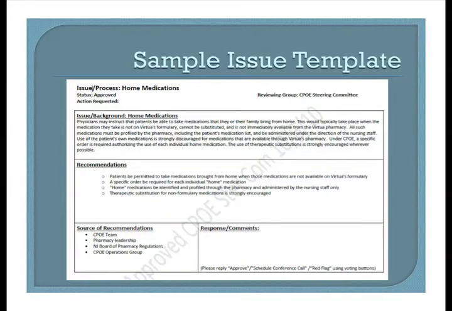This is what a template would look like, nothing fancy at all, but what this did was it kept conversation focused on points of disagreement rather than ratifying agreement throughout the process, which is friendly but a complete waste of time. What we did was we'd state the issue. In this case, it's home medications. We would state either recommendations or options depending on the stage of development of the process, and we would show where the issue had been discussed already.